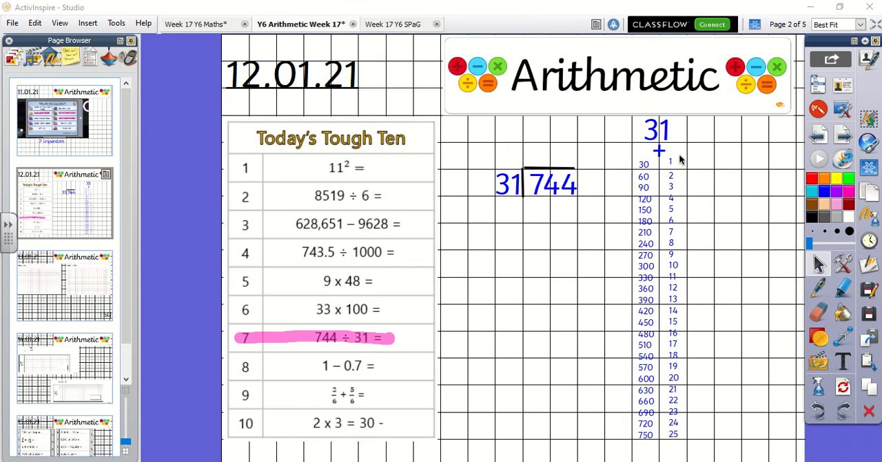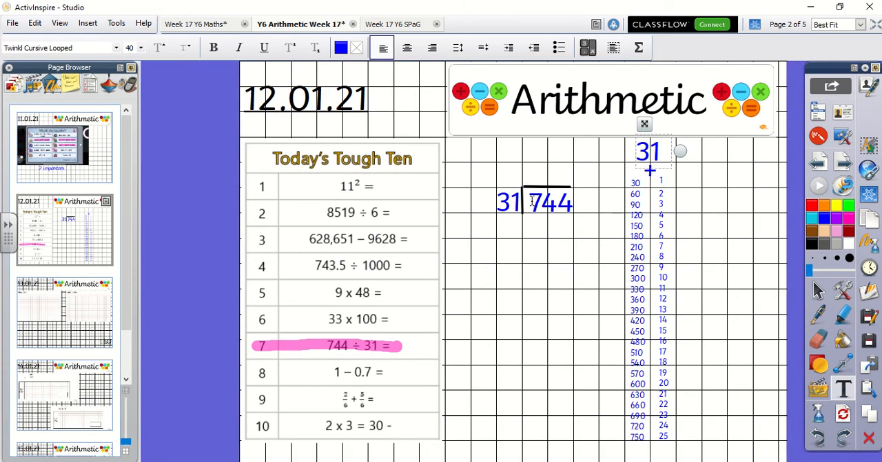Okay then, so I have gone all through my 30 times table all the way up to 750, because I know that my number is not going to go above that. And then just down the other side, so in my 10s column I'm going up in my 30s, but then in my 1s column just going up in my 1s. Okay then, so I can now start my long division.